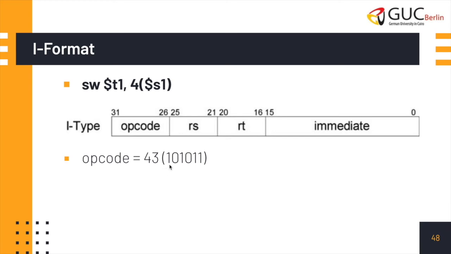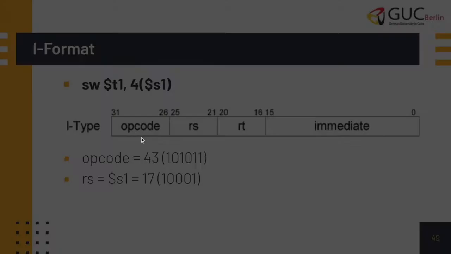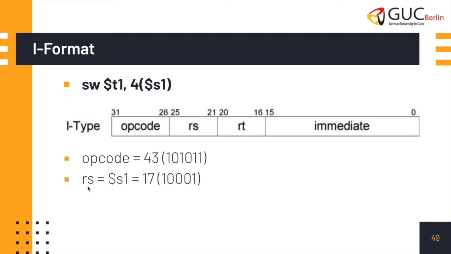43 in binary is 101011. It is actually 6 bits, so I do not need to extend zeros to the left because it will fill in all 6 bits of the opcode. Now we have what? The RS. The RS register is the base address register, which is S1. S1 is register number 17, which is 10001. It is actually 5 bits, so it will fill in all 5 bits of the RS field.